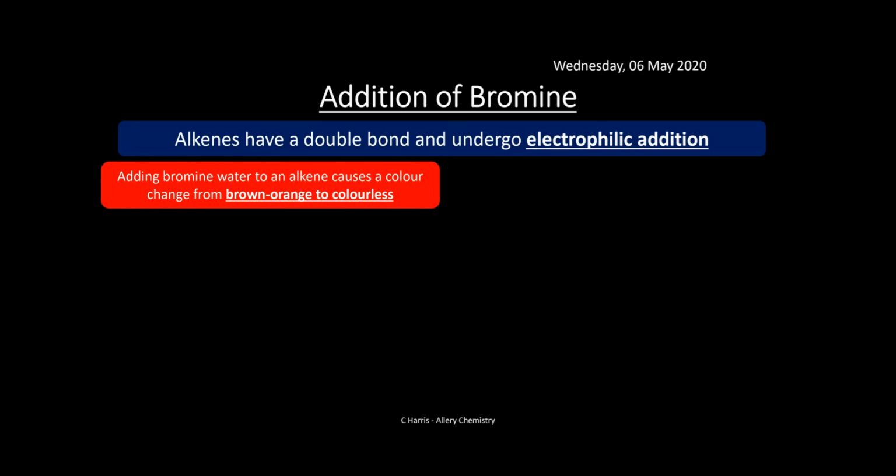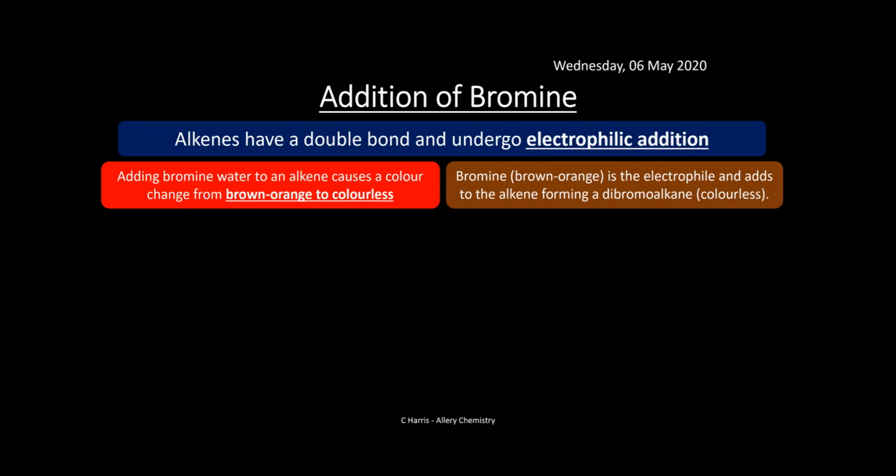Okay, so if we add bromine water to an alkene, it causes a colour change from a browny orange to a colourless solution. Now, you might have done this practical actually, where you've done a test for an alkene or a test for a double bond, and that's where you add bromine water to it and it decolorizes the bromine water. So you might have done that already. You might have seen that.